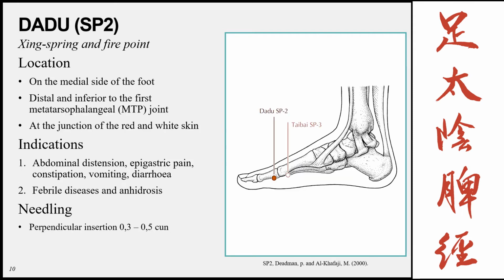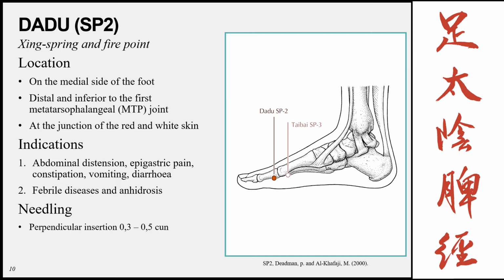The next point is Dadu, spleen 2. This is the Ying-spring and Fire point of the meridian. And this point is located on the medial side of the foot, distal and inferior to the first metatarsophalangeal joint, at the junction of the red and white skin.